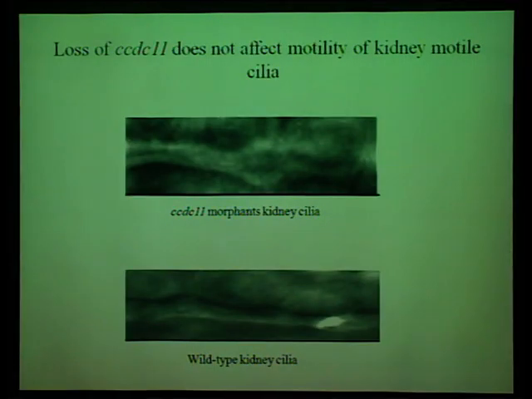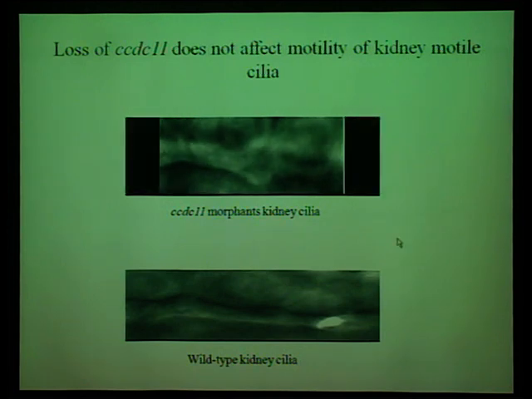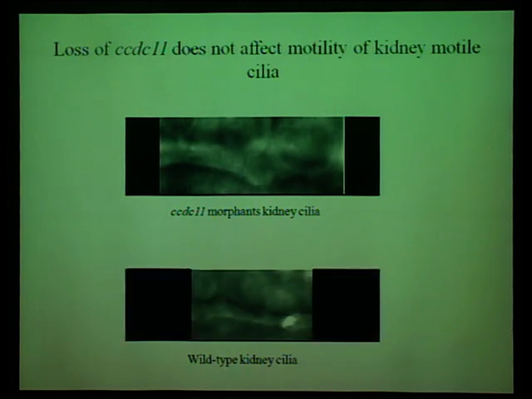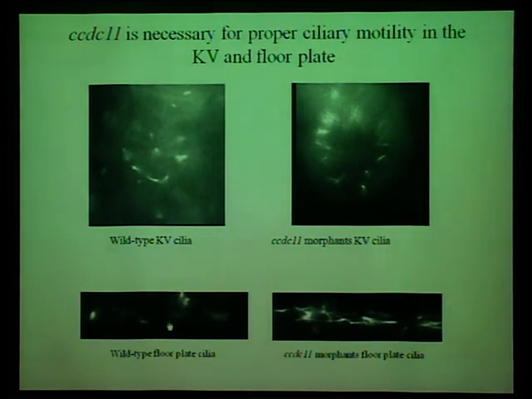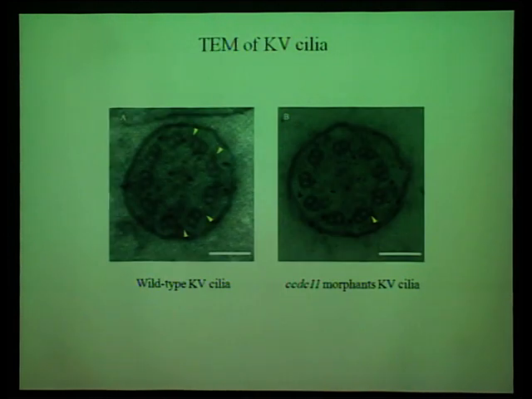We found that the motility of the cilia in the kidney of CCDC11 morphants were only marginally impaired when compared to the wild type cilia. However, we found out that the rotational motion of cilia in the KV and the floor plate were strongly impaired. We performed transmission electron microscopy to determine the effect of loss of CCDC11 on the ultrastructure of KV cilia. At the ultrastructure level, there appeared to be a loss of outer dynein arms from the CCDC11 deficient KV cilia.